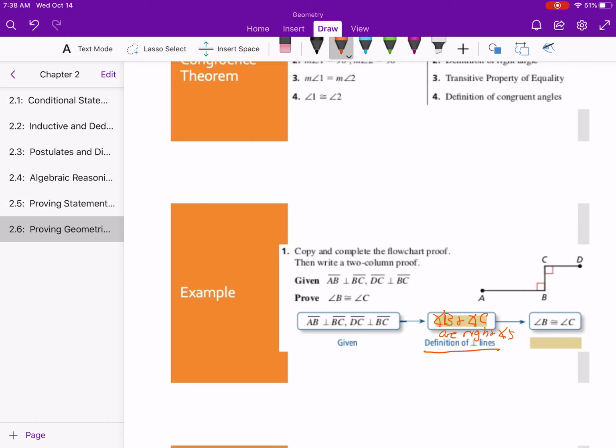And from there we can say that angle B is congruent to angle C using the right angles congruence theorem that we just learned. So right angles congruence theorem. Because remember, that tells us that all right angles are congruent.